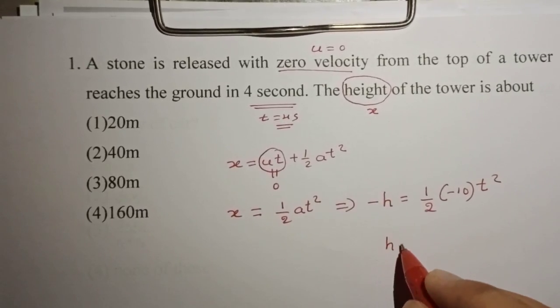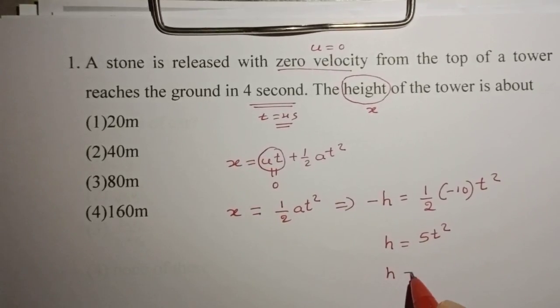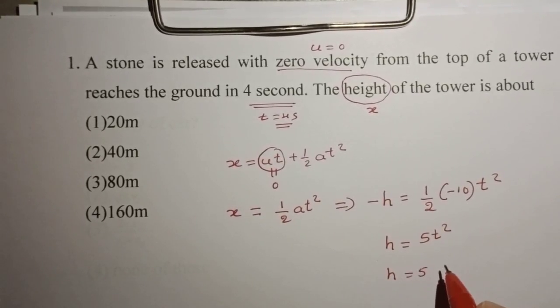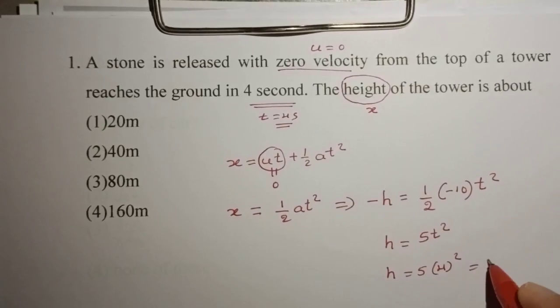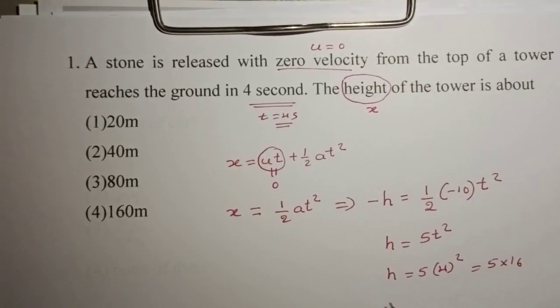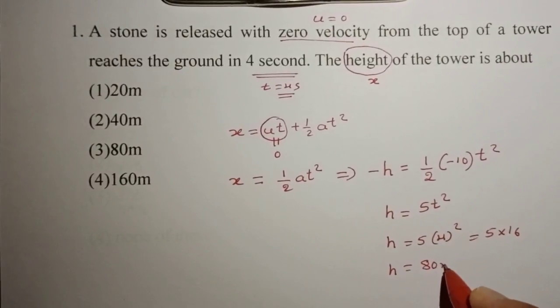Or I can write this as h is equal to 5 t square, or h is equal to 5 into t square. T square is 4 square. 4 square is 16. So 5 into 16. So therefore h is equal to 80 meters.